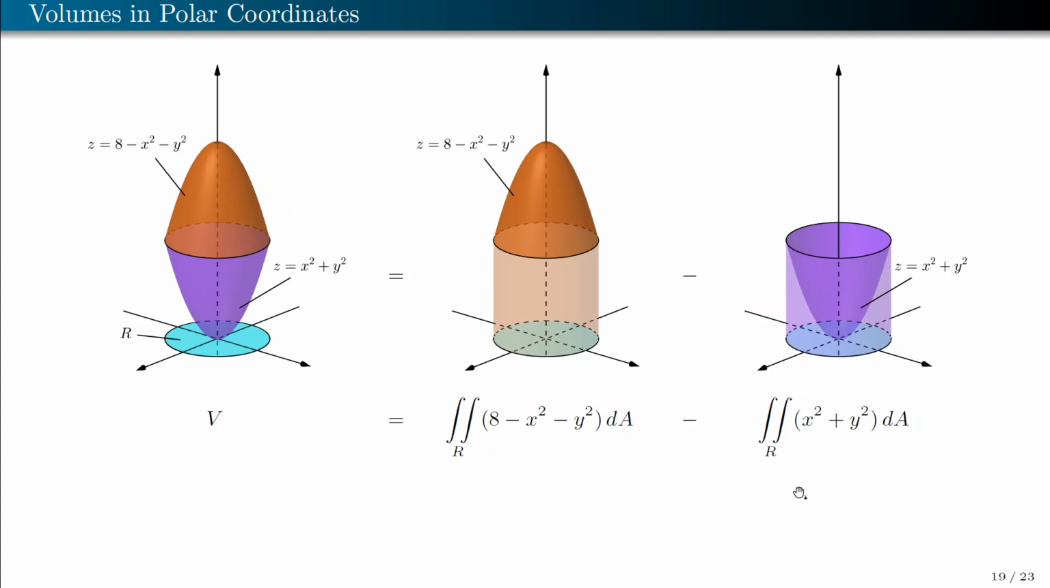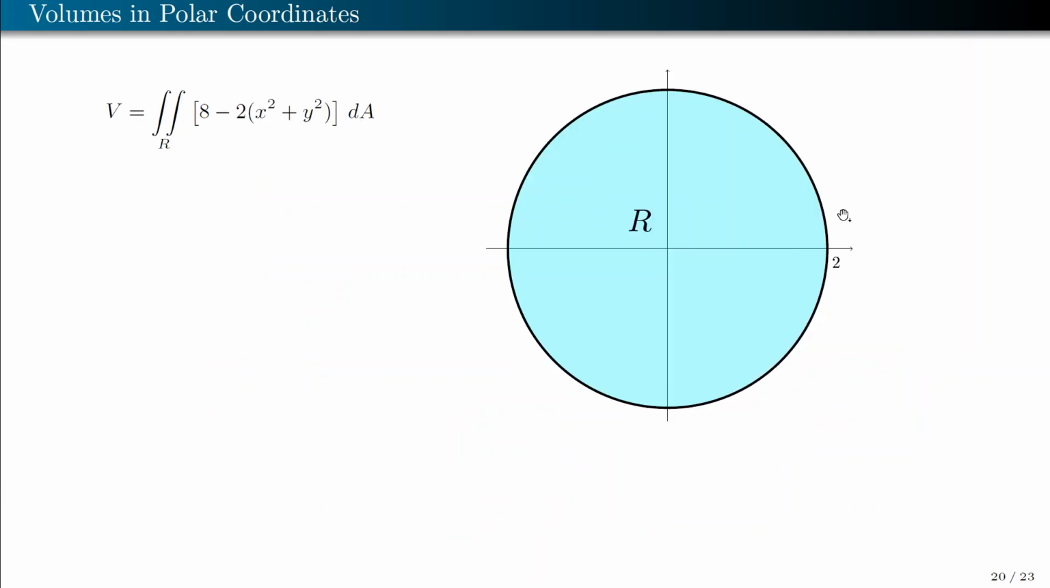Tapos, some algebraic manipulation lang, using property ng double integral, since both over the region R to, we can combine them into one double integral. Ayan, so in the end, ito na lang yung gusto natin na evaluate. Yung volume daw ay yung double integral of this function here over this region R na na-describe na natin. So, yun na lang yung kailangan natin i-evaluate.